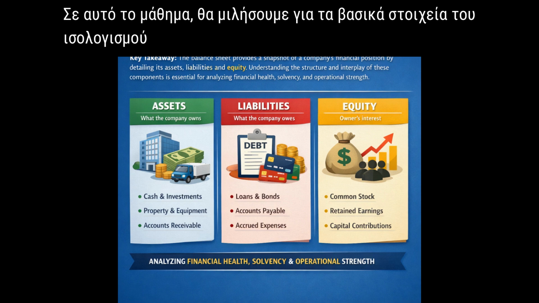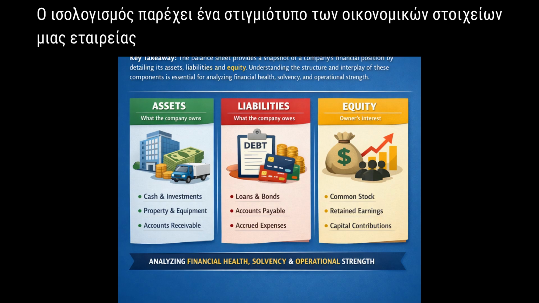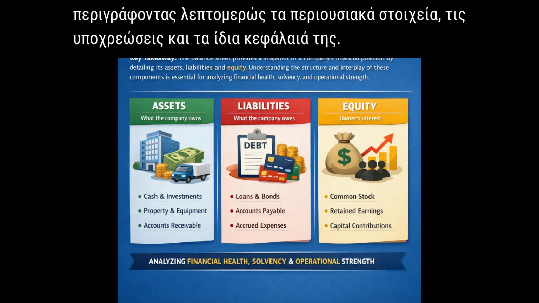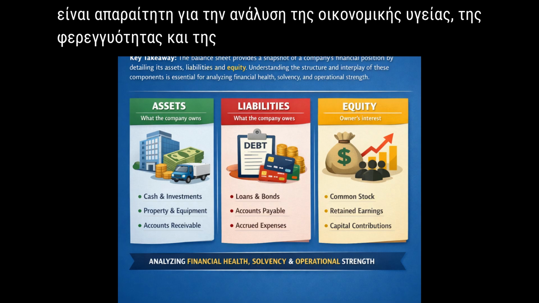In this lesson, we will talk about the balance sheet basics: assets, liabilities, and equity. The balance sheet provides a snapshot of a company's financial position by detailing its assets, liabilities, and equity. Understanding the structure and interplay of these components is essential for analyzing financial health, solvency, and operational strength.